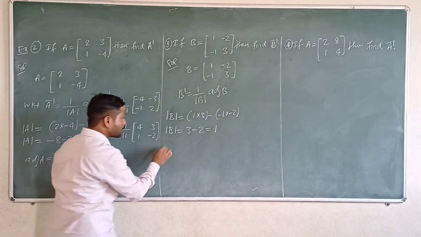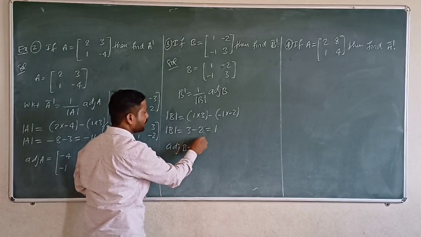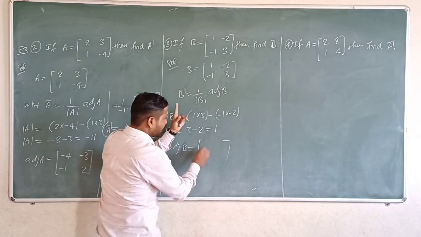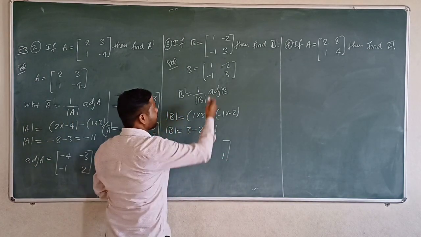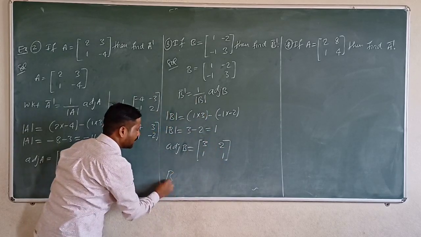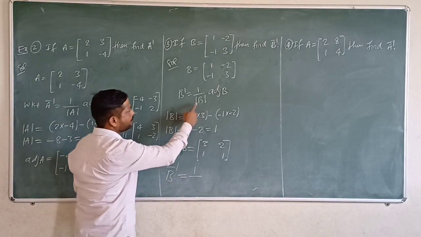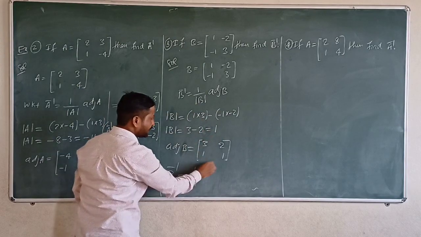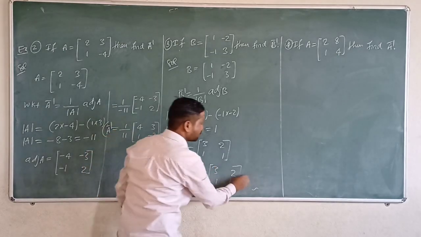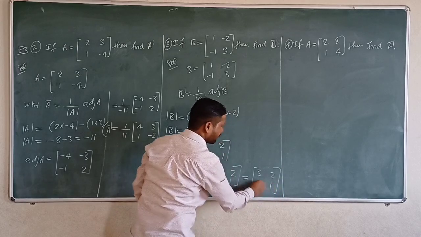Take its adjoint of B now. Adjoint of B means interchange the diagonal 3 and 1, and apply the sign here: minus 2 becomes plus 2, minus 1 becomes plus 1. Take it in the formula: B inverse is equal to 1 by determinant of B into the adjoint here, which is 3 2 1 1.